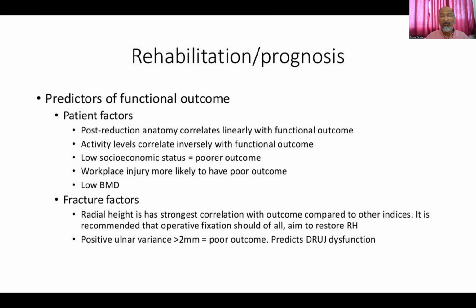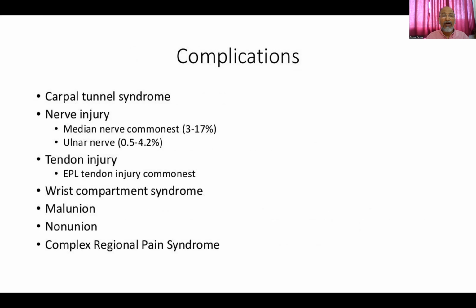Then a positive ulnar variance of more than 2 millimeters predicts a poor outcome, and it indicates that the distal radioulnar joint has instability, and it will cause dysfunction, and there will be a prominence of the ulnar head on the dorsal side, which may give a loss of some amount of grip of the hand.